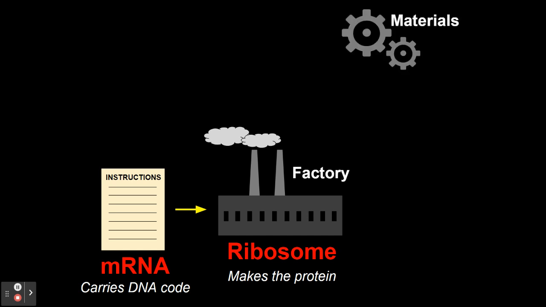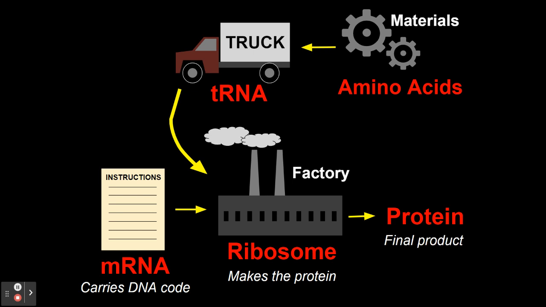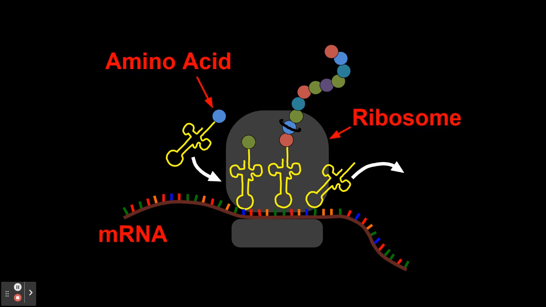Once it has the code, then we need materials. So these are our amino acids because they're what gets put together to make a protein. The trucks or the tRNAs are going to bring those amino acids to the ribosome. And then the factory is going to put those materials together. So the ribosome is going to put those amino acids together to make the protein, which is the final product. So again, if we look at it like this, we've got the mRNA, the ribosome, amino acids being brought by the tRNAs, and then the ribosome putting them together based on the RNA code to make the protein.